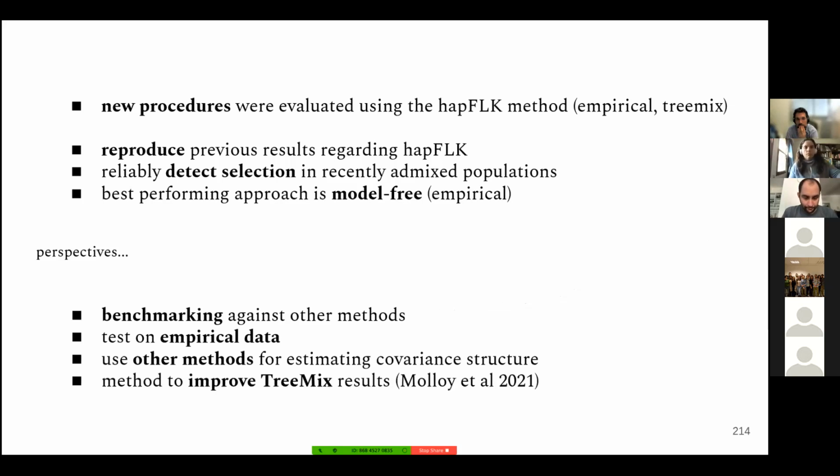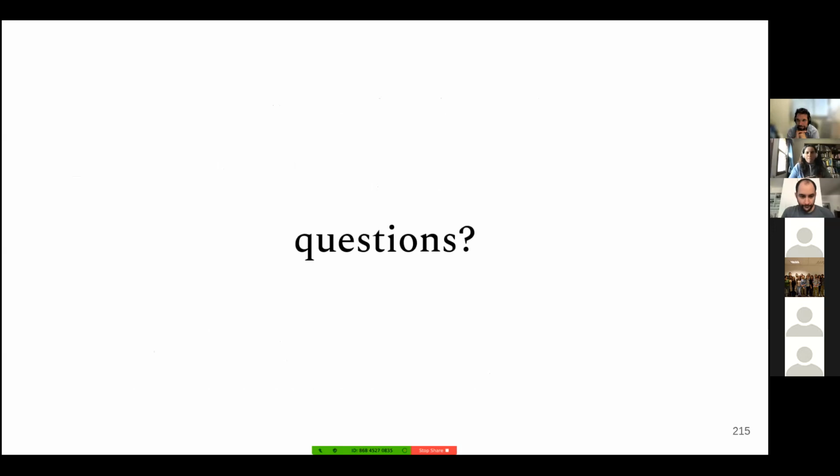Recently, Molloy et al. developed a framework for improving the results of the trimix algorithm by moving the local optimum to a lower optimum. So it would be interesting to implement this algorithm in the same framework as my work to see if trimix improves. And that's it. So any questions?